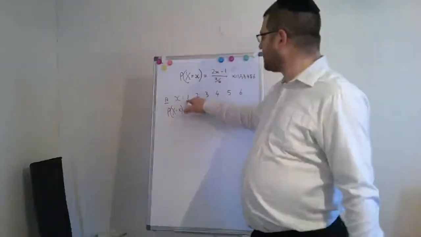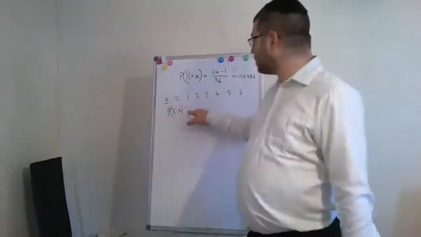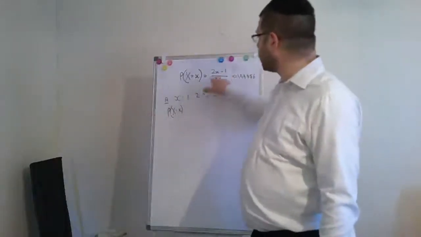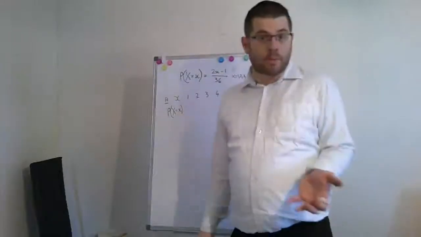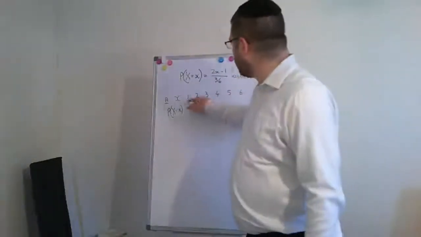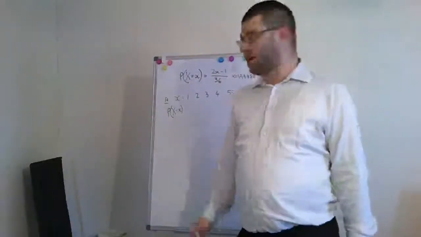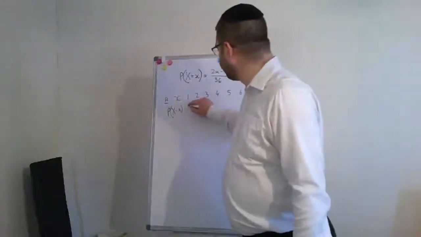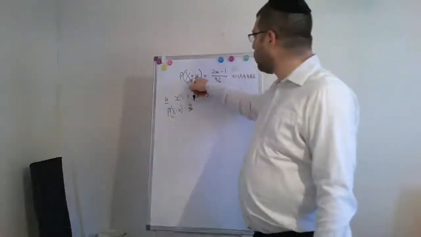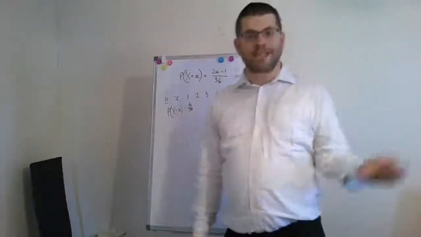So when lowercase x is 1, we know what the probability is. Why? Because you just put this 1 into here. If you put lowercase x being 1 into here, that tells you what the probability is. And that's basically what we want to achieve. That's a probability distribution. So if we put 1 in here, you get 2 minus 1, which is 1 out of 36. The same for 2. This probability formula holds for every single specific outcome.